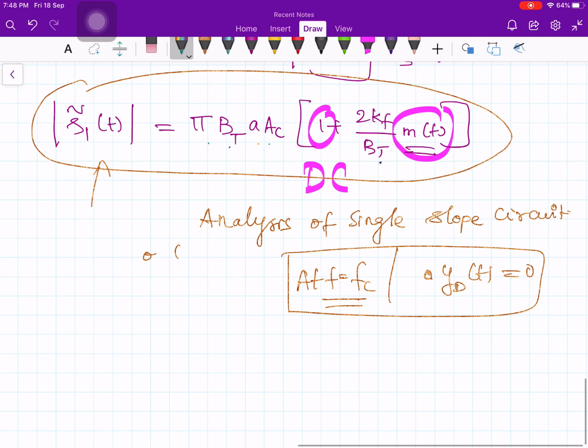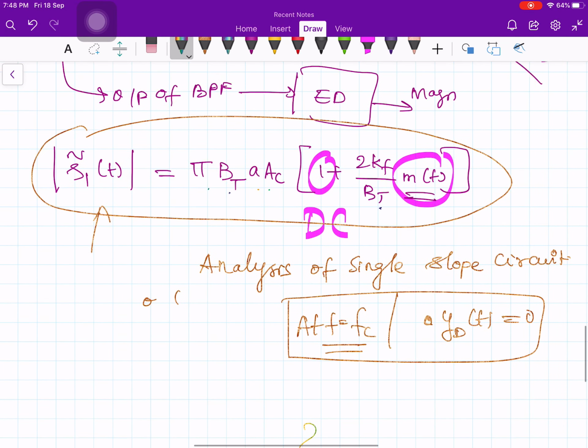So this is the expression for the output in terms of the input signal. Our input signal is m of t. Let me call this equation 4. Now as you can see, equation 4 shows that the output envelope of the circuit is dependent linearly on the input message signal m of t as we want. Also it has a DC component. What is the DC component? 1 times this pi bt and AC. But that DC component we don't want.